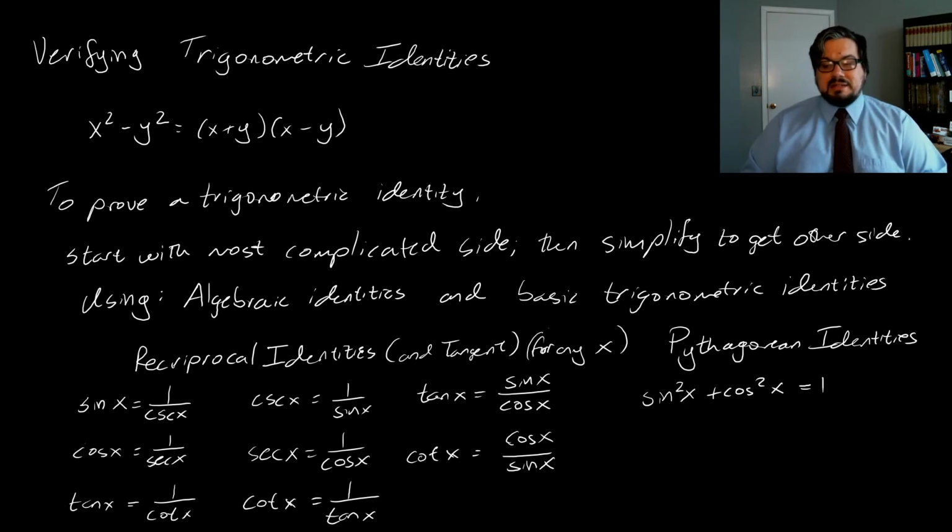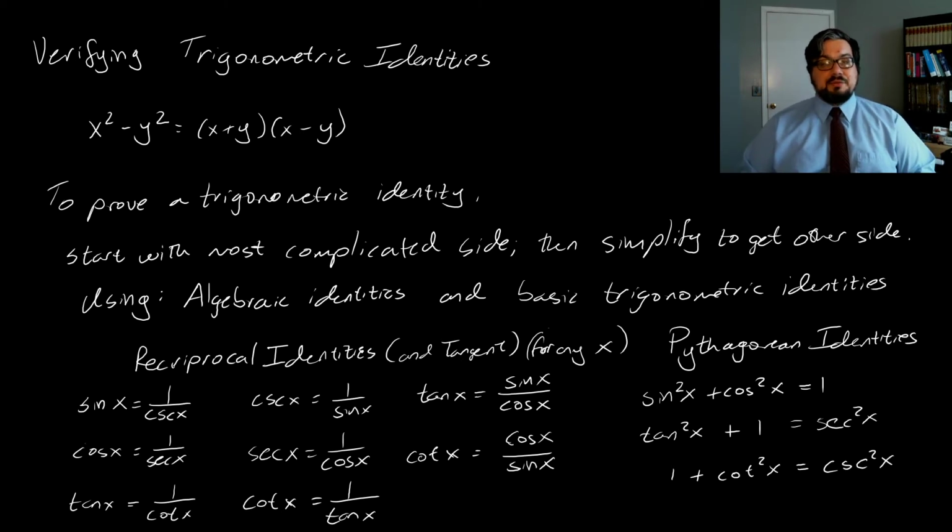So this is the basic Pythagorean identity. Now, if we divide everything in the problem by cosine squared, we get the second Pythagorean identity, which says that tangent squared plus 1 is equal to secant squared. And now if we take the original Pythagorean identity and divide everything by sine squared, we get 1 plus cotangent squared is equal to cosecant squared.